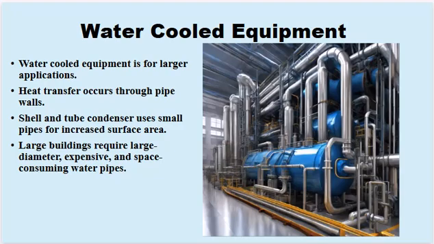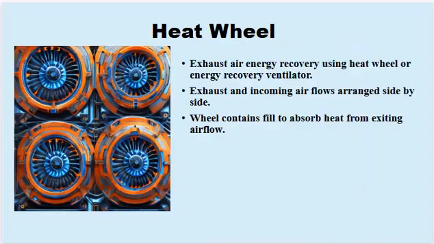This makes installation and maintenance more complex compared to air-cooled systems. Heat wheel, energy recovery. A heat wheel, also known as an energy recovery ventilator, is used for exhaust air energy recovery. It helps in transferring heat from the outgoing air to the incoming air, reducing the need for additional heating or cooling. Airflow arrangement. In this system, the exhaust and incoming airflows are arranged side by side, allowing heat transfer between them.